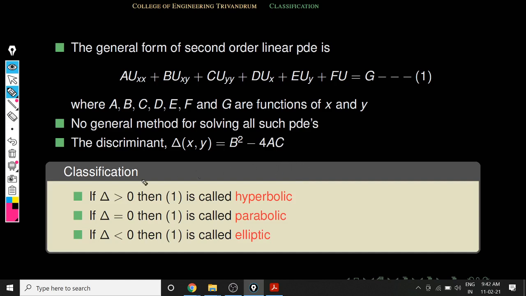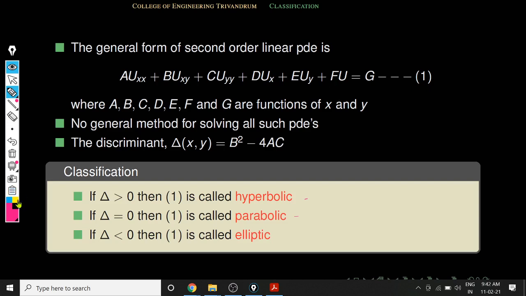Okay, and these are the three types of classification for a given PDE. If delta is positive, then this PDE is called hyperbolic. If it is 0, then parabolic. If it is less than 0, then it is called elliptic. Okay, so we have three types of PDEs.